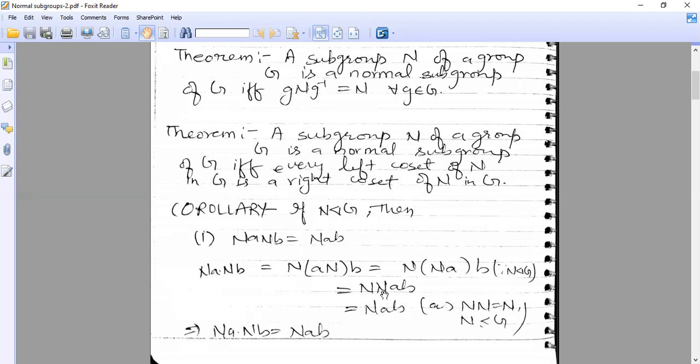Now because N is a subgroup, in fact a normal subgroup, NN will be equal to N. If you multiply a subgroup N two times, it is nothing but the subgroup itself. So NN is equal to N. So this will be equal to Nab. So we have shown that Na into Nb is equal to Nab. You are multiplying two right cosets Na and Nb, and you are getting the right coset Nab with the representative element ab.